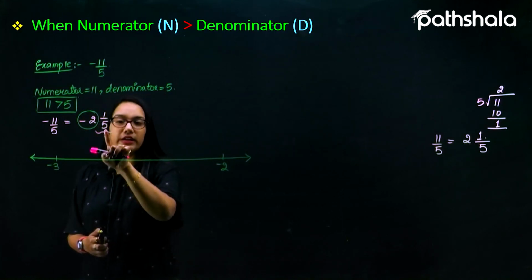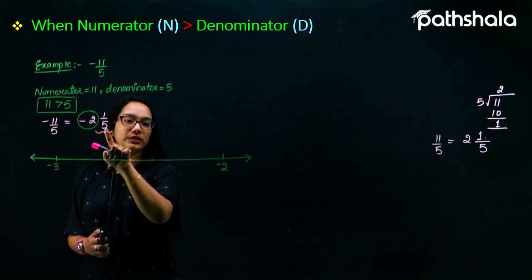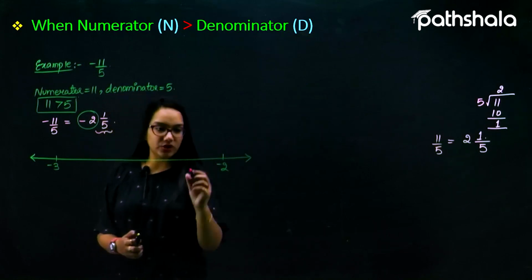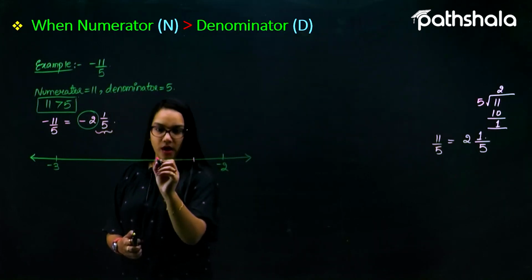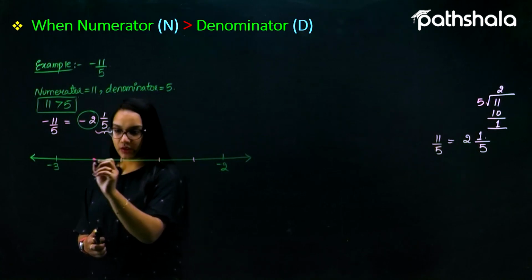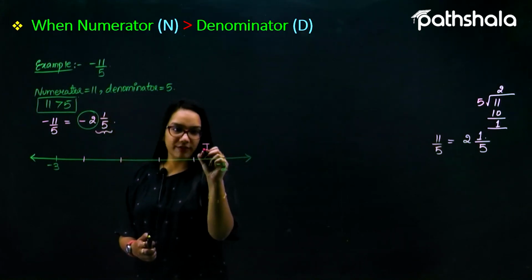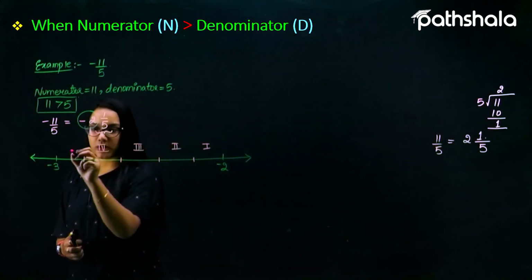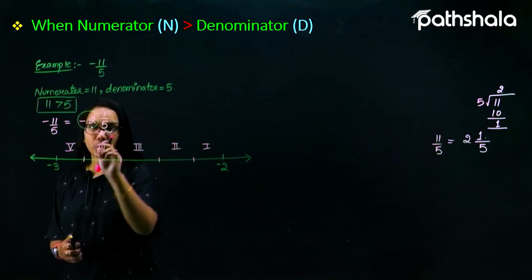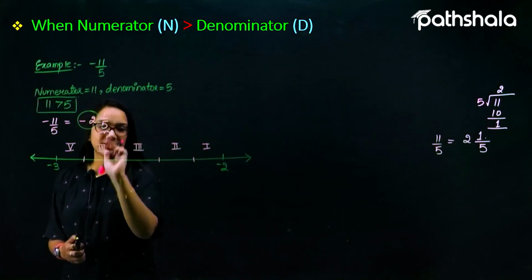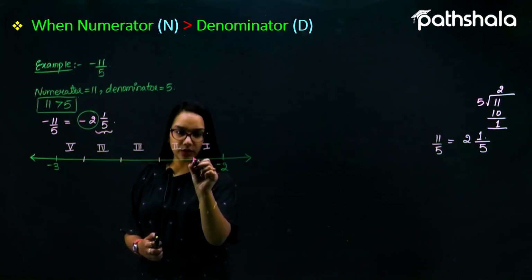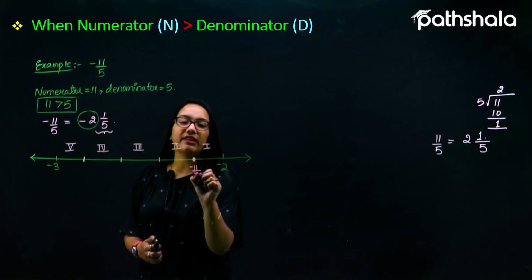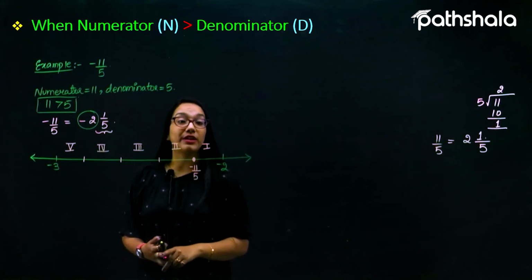So we have to divide the whole section into 5 equal sections, as the denominator over here is 5. So divide it into 5 equal sections, as, let us suppose, I'm dividing it as 1, 2, 3, 4 and 5. So this is my first section, this is the second one, this is the third one, this one is the fourth, and this one is the fifth section. So we are talking about the first section out of the 5 sections. So this particular point is minus 11 by 5. This point will represent minus 11 by 5.